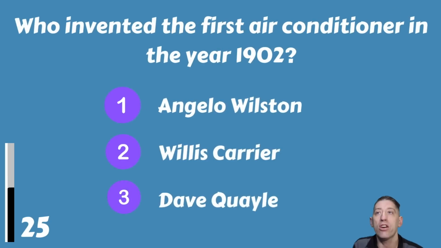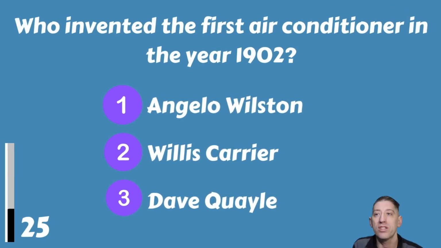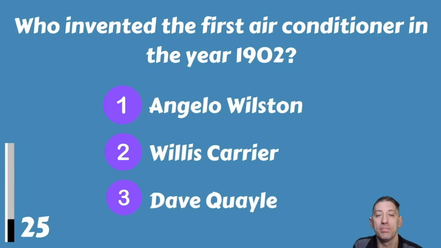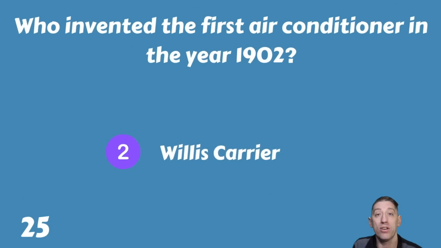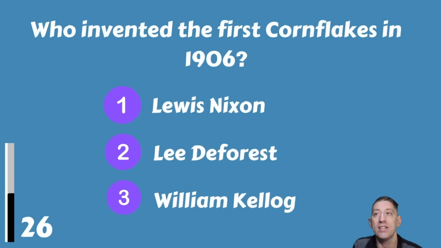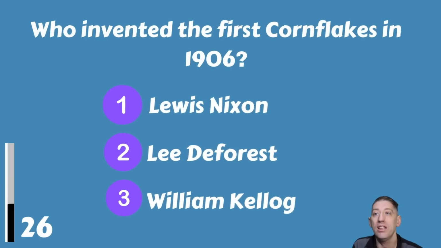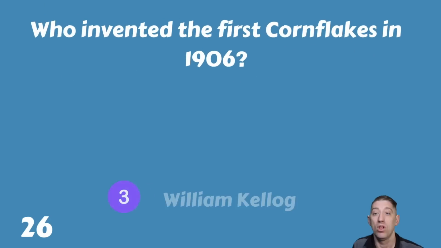Who invented the first air conditioner in the year 1902? Angelo Wilston, Willis Carrier, or Dave Quayle? Willis Carrier. Who invented the first cornflakes in 1906? Lewis Nixon, Lee DeForest, or William Kellogg? William Kellogg.